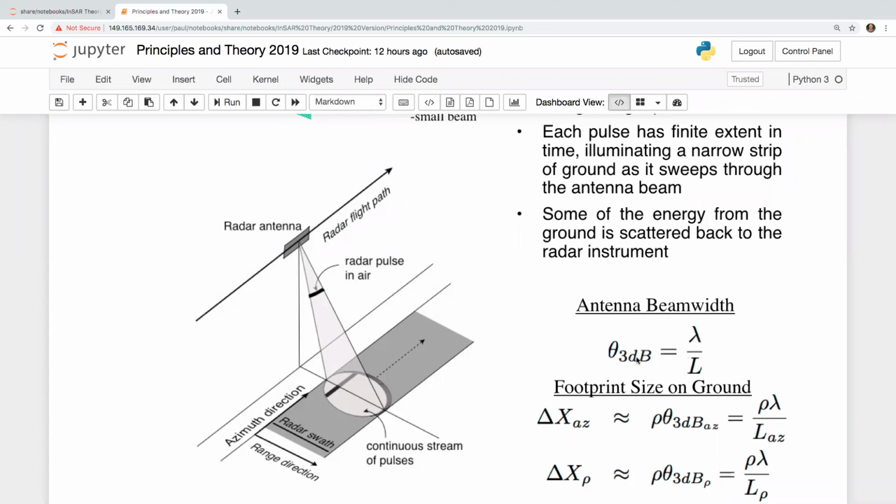is given by this formula, basically the wavelength divided by the length of the aperture, the antenna that you're looking at. Everybody knows what a dB is?